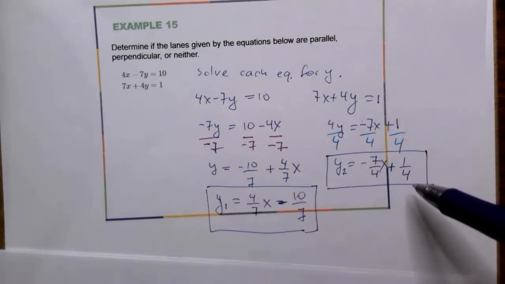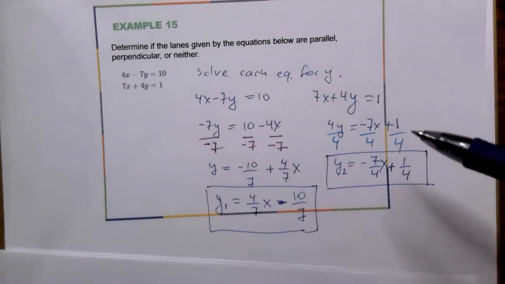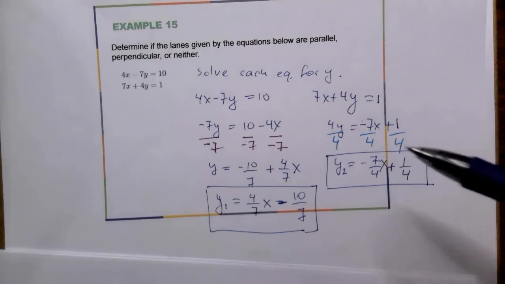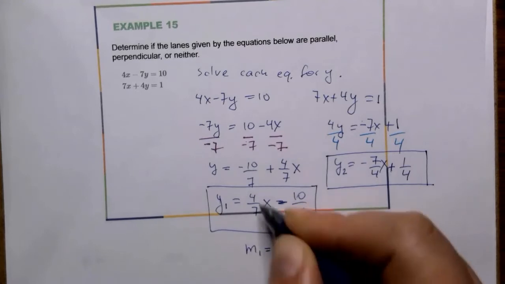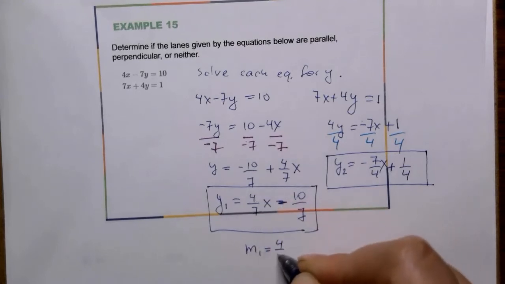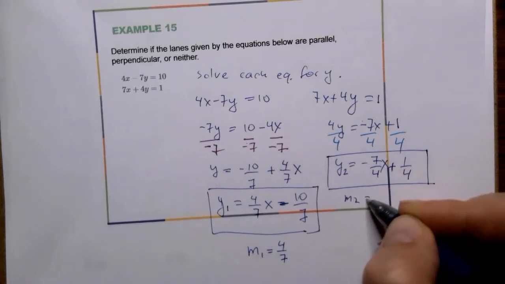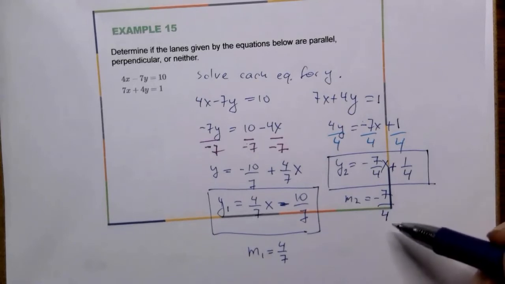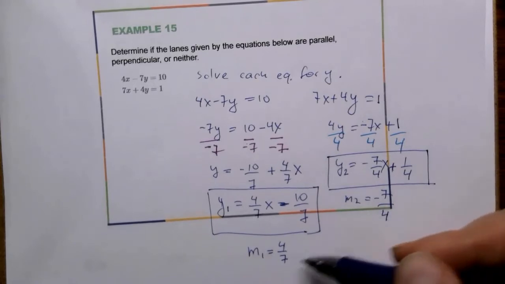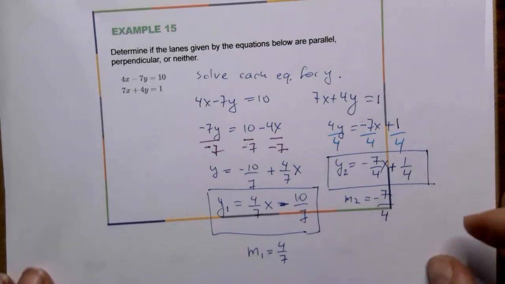Okay, so now we have to compare their slopes. If they were parallel, then their slopes would be equal. What is the slope of this line? M1. That's 4 over 7. What's the slope of the second one? M2. That's a negative 7 over 4. Okay, so obviously they're not the same, so the lines are not parallel.